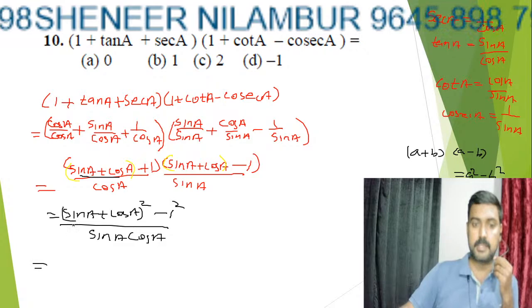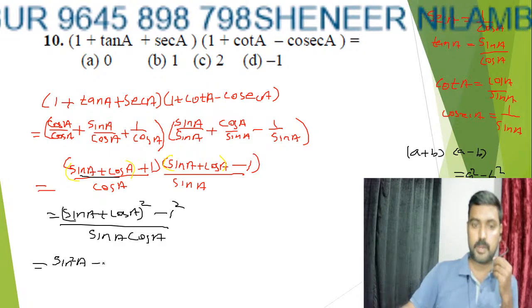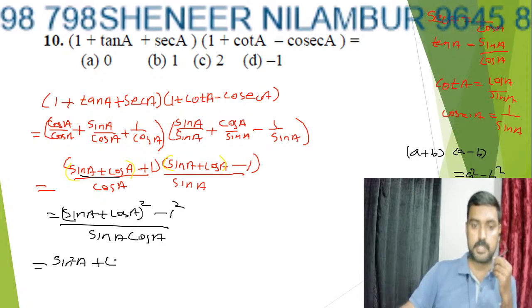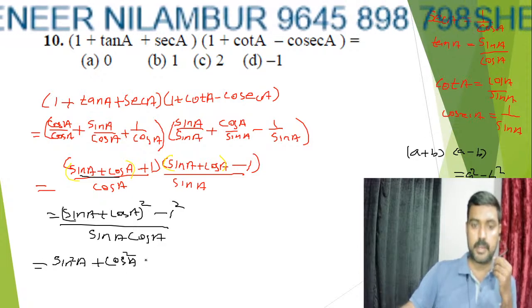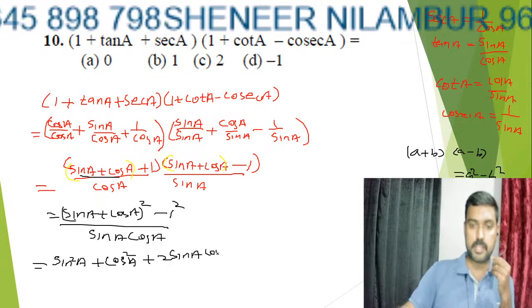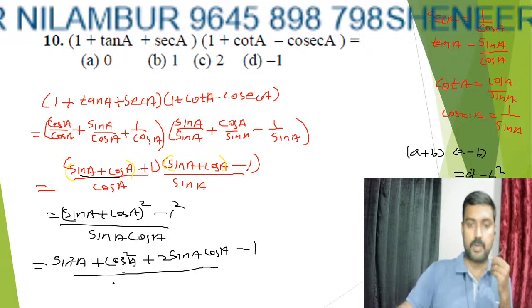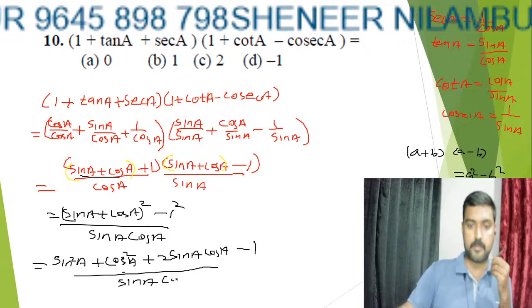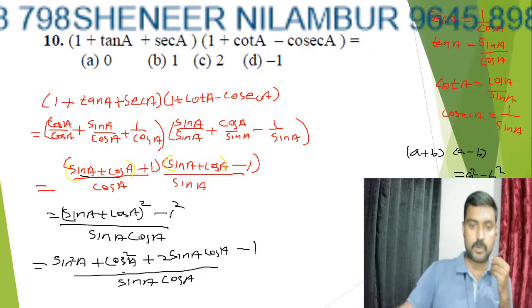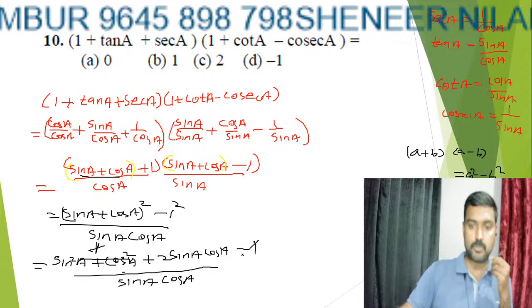This is in the form of A plus B whole square. We can write that A plus B whole square is equal to first square, that means A square plus B square, what is B square? Cos square A, plus 2AB, that means 2 into sin A cos A, and 1 square means 1. So minus 1. Divided by sin A cos A. And we know that sin square A plus cos square A is equal to 1, plus 1. This 1 minus 1 is equal to 0.